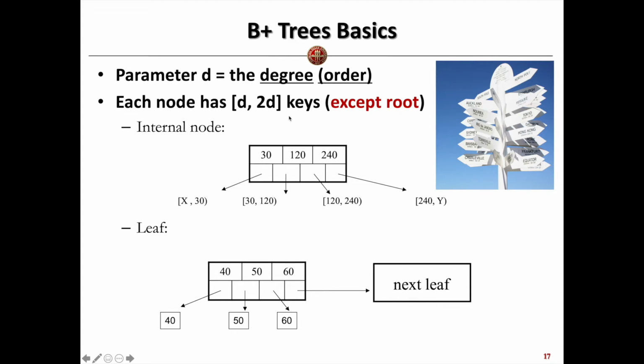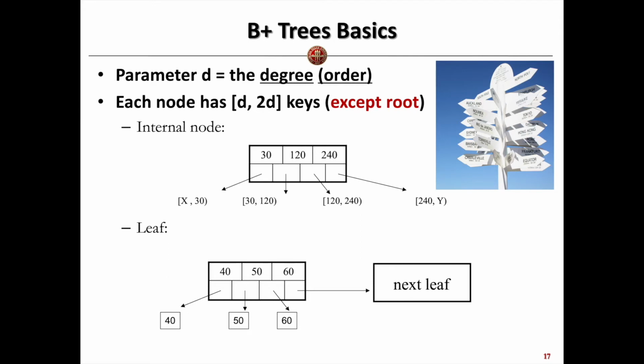We have an exception, except the root. The root can have any number of keys in it. However, for the remaining nodes, either the leaf nodes or internal nodes, the number of keys inside should be in the range from D to 2D. This D is a value we assign for the parameter. And we'll provide you with an example for both the internal node in the B plus tree as well as the leaf node in the B plus tree.